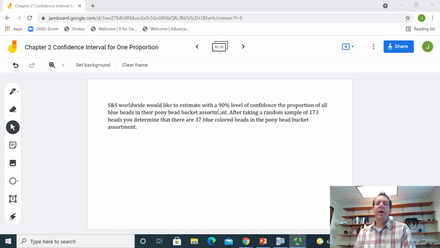We want to do a 90% confidence level to estimate the proportion of all blue beads in this bead bucket assortment. After taking a random sample of about 173 beads, which is our sample size, we determined that 37 of those are blue-colored beads. Now, remember, our goal is to estimate the population proportion with a 90% level of confidence.